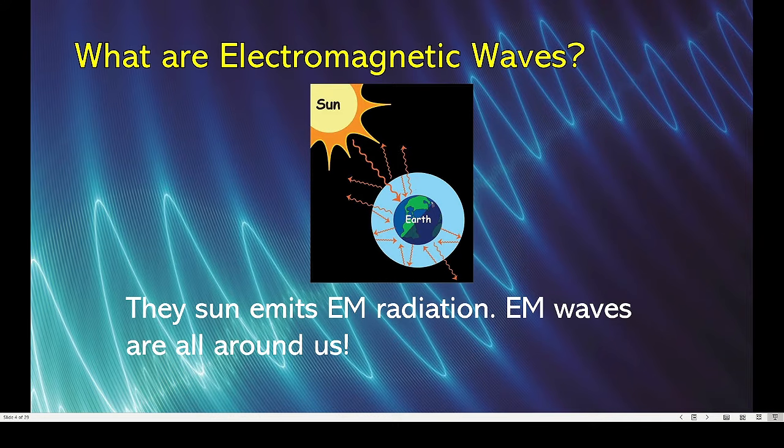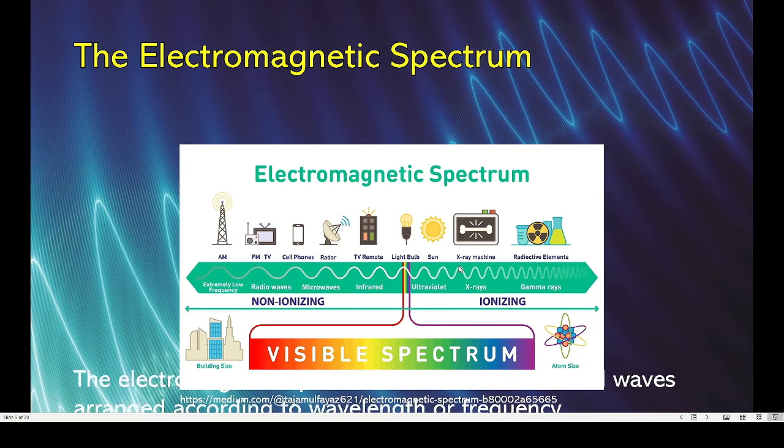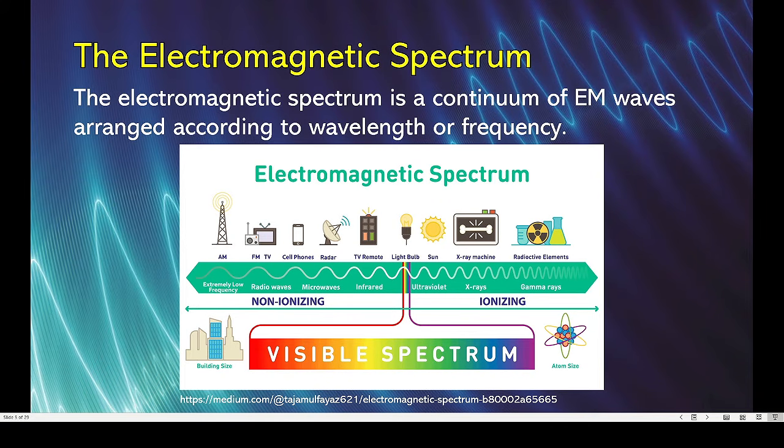Electromagnetic waves have 7 types, and these types are arranged in what we call an electromagnetic spectrum. The 7 types, as you can see in the diagram below, are radio waves, microwaves, infrared, visible light or visible spectrum, ultraviolet, X-rays, and gamma rays.